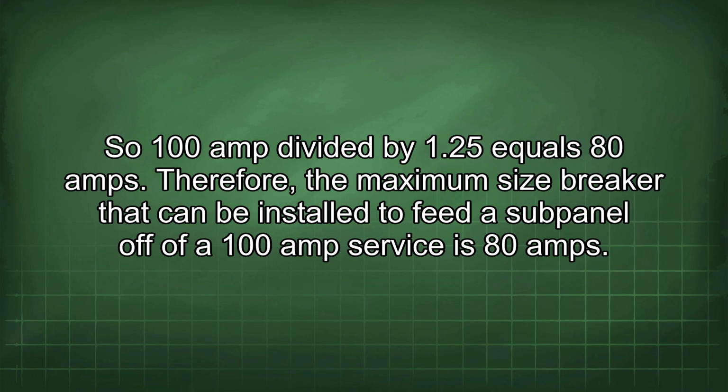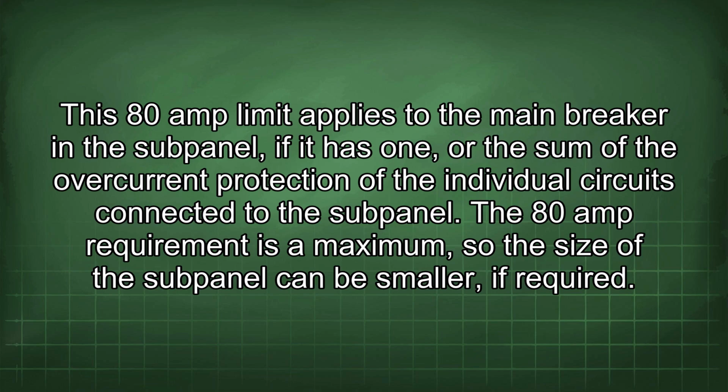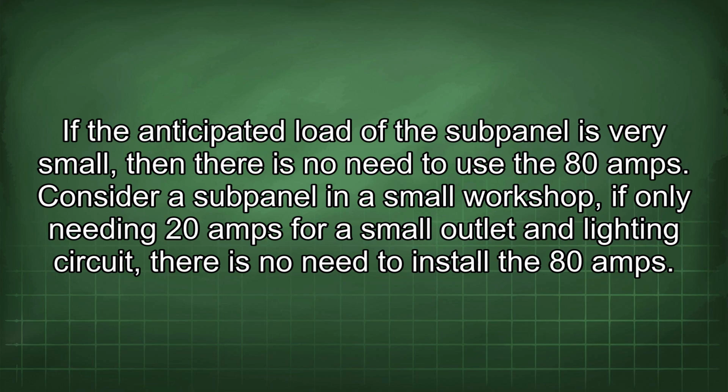Therefore, the maximum size breaker that can be installed to feed a subpanel off of a 100 amp service is 80 amps. This 80 amp limit applies to the main breaker in the subpanel if it has one, or the sum of the overcurrent protection of the individual circuits connected to the subpanel. The 80 amp requirement is a maximum, so the size of the subpanel can be smaller if required. If the anticipated load of the subpanel is very small, then there is no need to use the 80 amps.